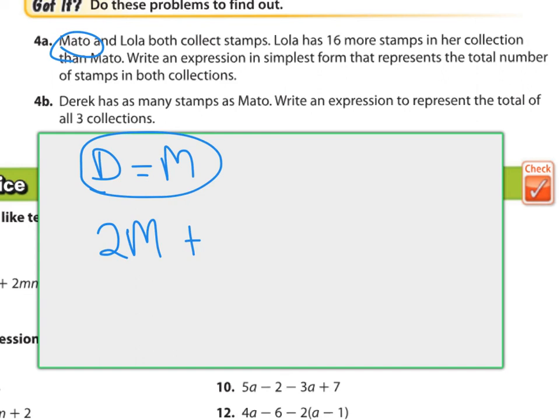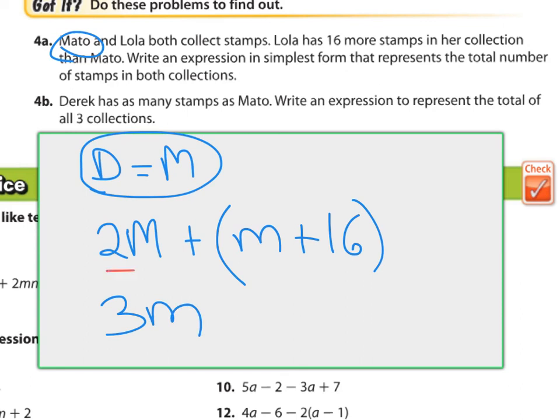But anyways, we have 2 of them because it said Derek has as many stamps. So Derek and Mato are the same. So we can just say 2 Matos. They're both Matos, plus Lola's, which we know is 16 more than Mato's. And when we simplify, we get our 3M's. We have 2 right here, plus another one, 3M plus 16. And that is our final answer for that.